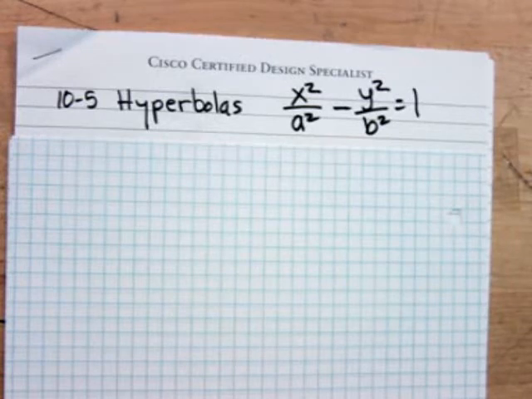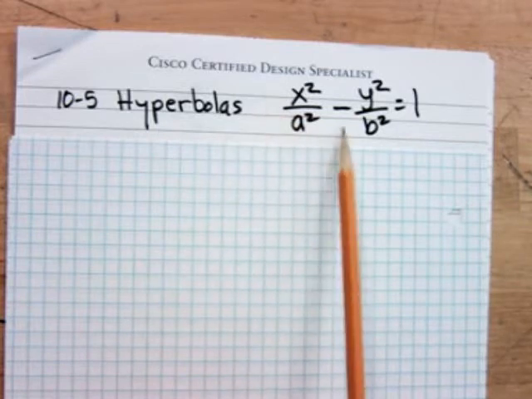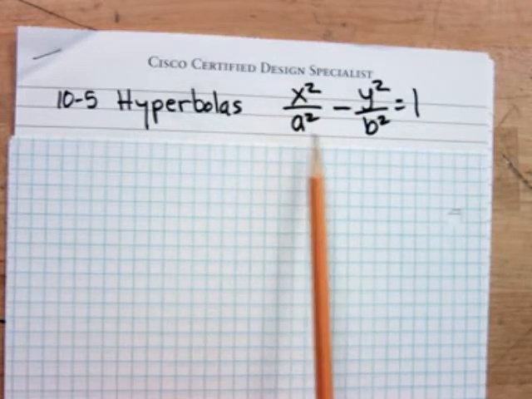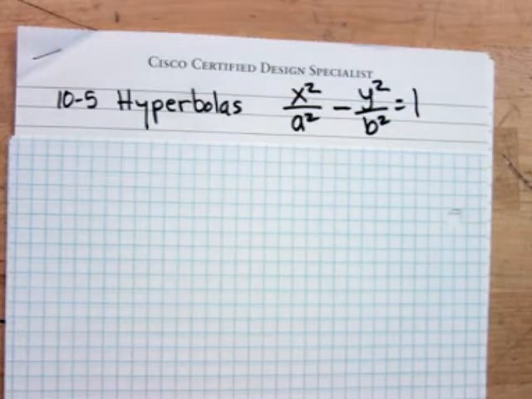So today we're going to do a quick review of hyperbolas, another conic section. As you can see, the standard format is very similar to ellipses, so you have to be careful. But this is x squared over a squared minus y squared over b squared, and always equal to 1.